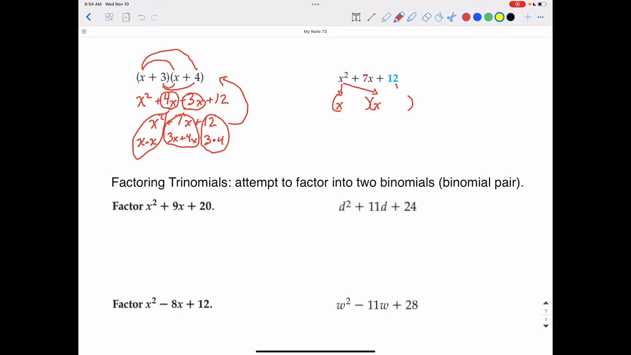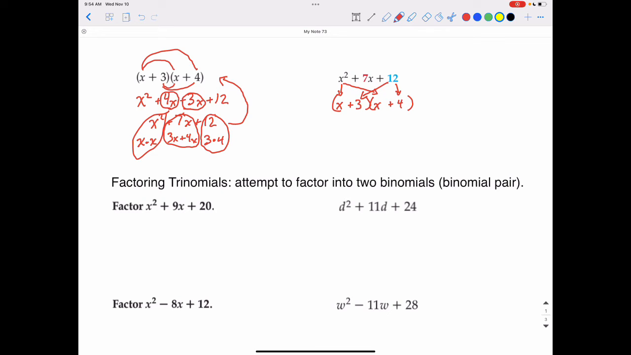We know the last term comes from multiplying the last term in each set of parentheses. So what are numbers that multiply to be 12? One set of numbers that multiplies to be 12 is 3 and 4. So I'll put a plus 3 here and a positive 4 here.